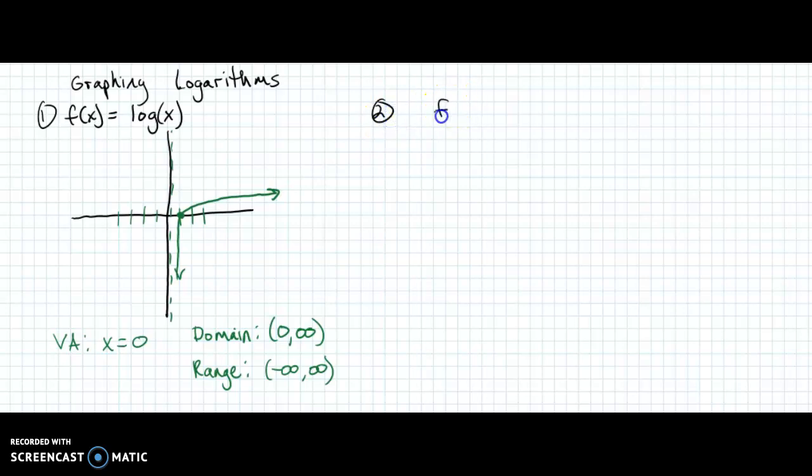We can shift these the same way we've shifted all of our functions and transform them. So let's say if I wanted to do log, let's give a different base. So that's base 2, and then x minus 3, and then plus 1. Okay, so first, this number down here is the base of the log.